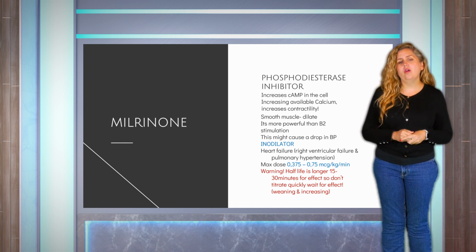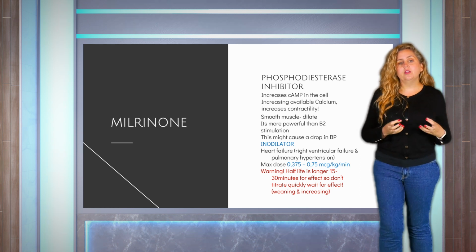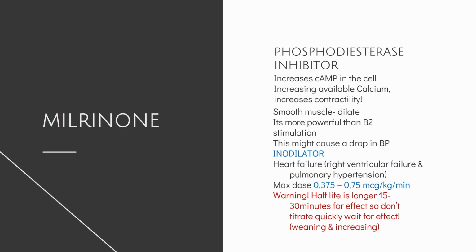Okay, but how does it work? So it is a little bit complicated. I don't expect anyone to remember this in too much detail. Milrinone is a phosphodiesterase inhibitor. And how it works is it increases the cAMP available in the cell, which ultimately increases the available calcium in the cardiac muscle. And if we have more calcium, we've got those calcium channels open longer, we have an increase in contractility. So that is definitely inotropy.